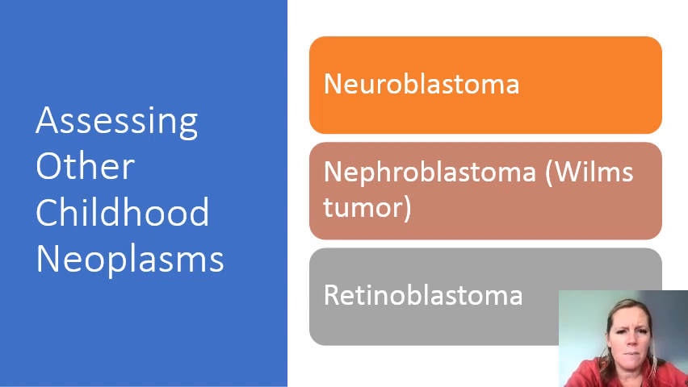How we want to diagnose this is with an arteriogram. The arteriogram is going to be best to diagnose it. If not, we can get an ultrasound, CAT scan, or MRI of the chest, abdomen, and pelvis. We also want to get a bone scan and a bone marrow aspiration and biopsy.